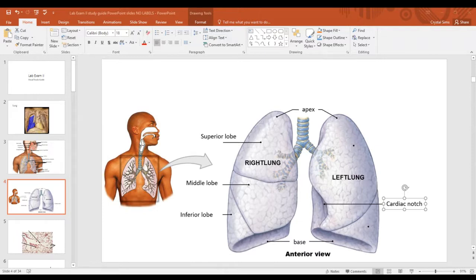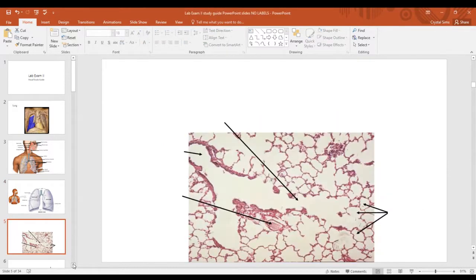Now, it's not indicated on this diagram, you don't have to label this, but what about the left lung? What are the lobes of the left lung? Does it have a superior, middle, and inferior lobe? No. Remember, the left lung has no middle lobe. It only has 2 lobes, the superior and inferior. So the right lung has 3 lobes, and the left lung only has 2.